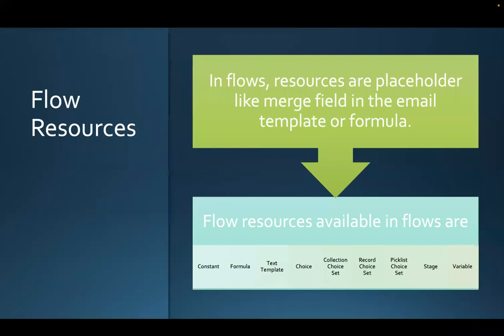Resources are placeholders. They function similar to merge fields in an email template or formula. Okay, so these are the types of resources that we have. We have a constant, formula, text template. We have choices, so we have different choice options here. You can see we have a collection choice set, record choice set, picklist choice set. We have a stage, and a variable, right? So these are the available resources we have in the flow. We will see all of these one by one.